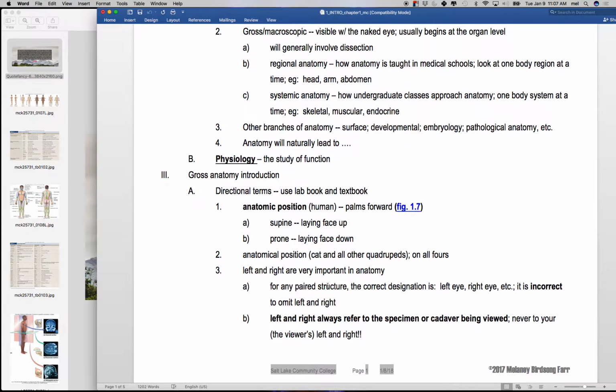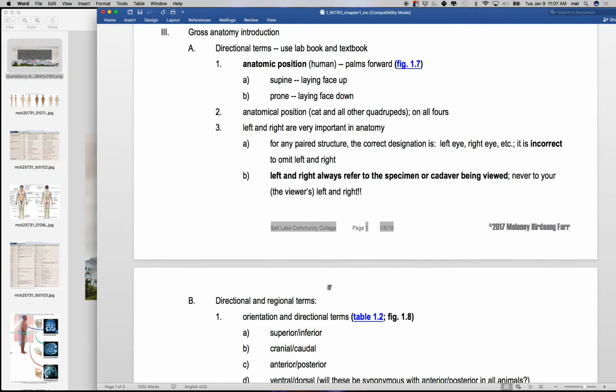Okay, so briefly, this class ends at 11:20, right? Okay, briefly, let's talk about introduction to gross anatomy and how we're going to meet gross anatomy.